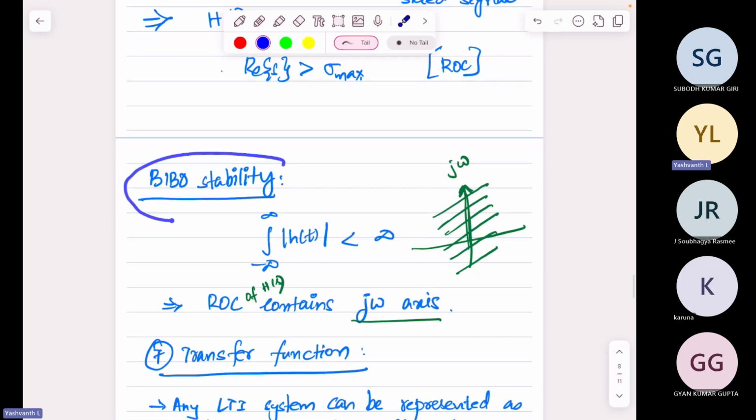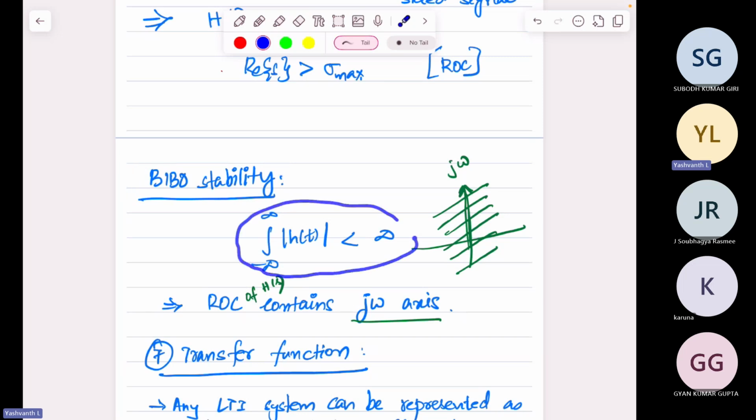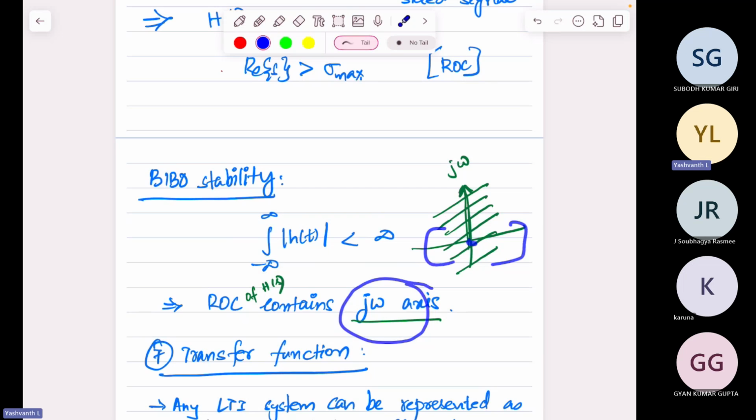Similarly, for BIBO stability, recall that in terms of the impulse response, the impulse response should be absolutely integrable. In terms of the transfer function, the ROC should contain the j omega axis. That is, the ROC should include sigma equal to 0. If sigma equal to 0 is included in the ROC, then that system is a BIBO stable system.